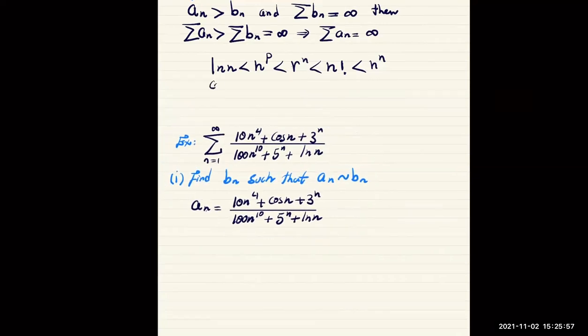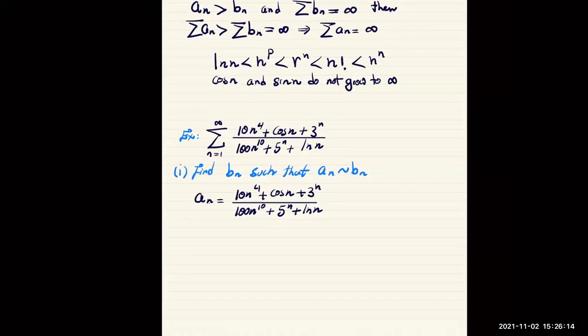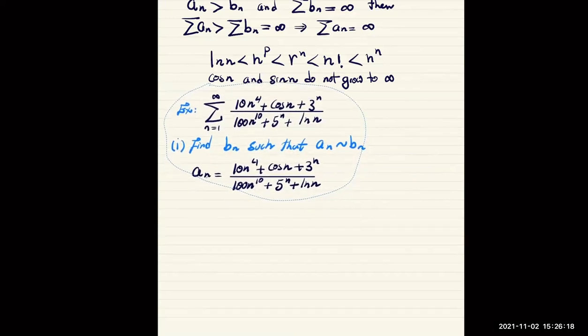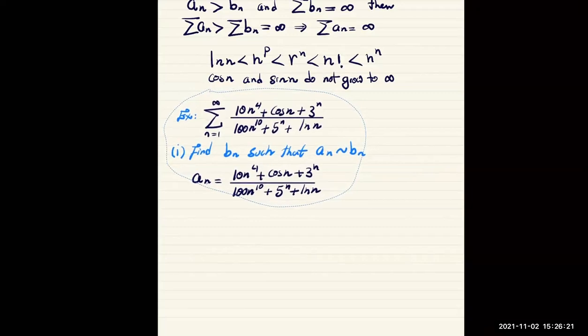Yeah, so here cosine n and sine n do not grow to infinity. They don't dominate at all. They just do nothing in terms of growth. All right, so on the numerator then, this is not dominant. Here, this is not dominant. Let me just cross that out. Cross the non-dominant terms.